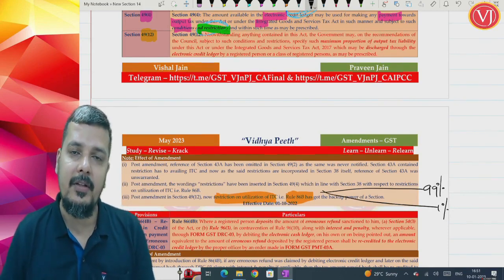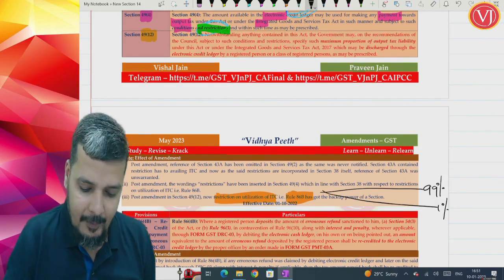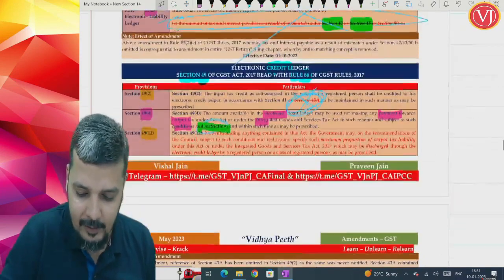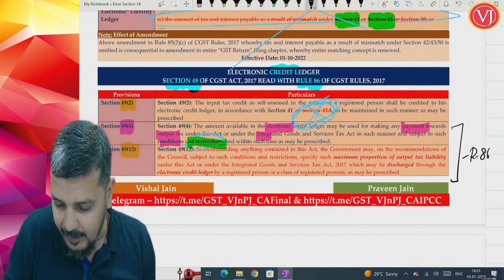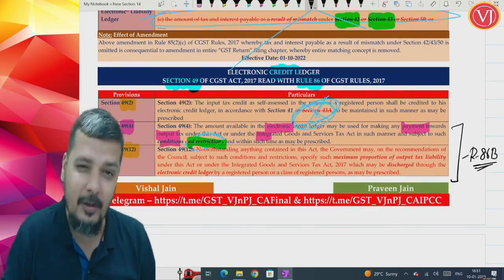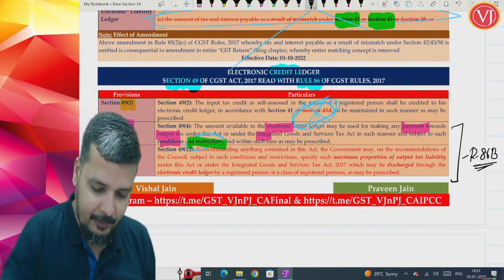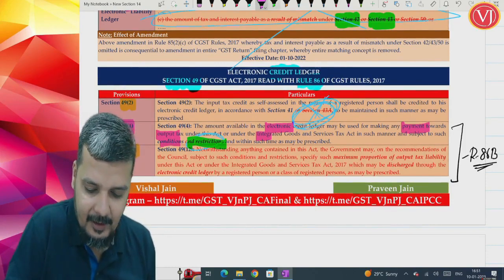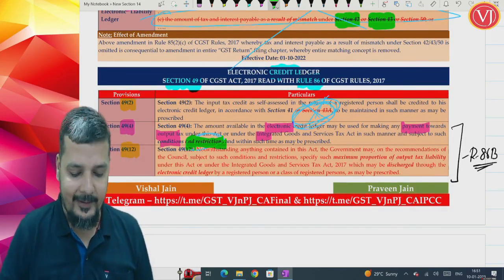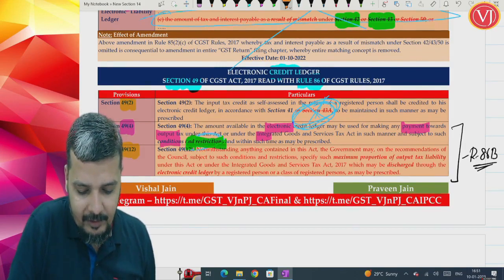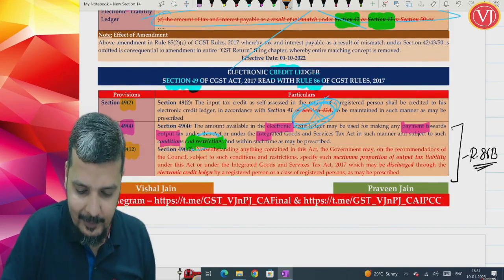The problem with rule 86B was that it was there in the rules, but there was no backup. To make sure there is a backup for rule 86B as well as rule 86A, they did two things. One, in section 49 subsection 4, they said that there can even be restrictions for using your input tax credit and credit ledger for paying output tax. Second, they brought out section 49 subsection 2, which is specifically for rule 86B. It goes this way.